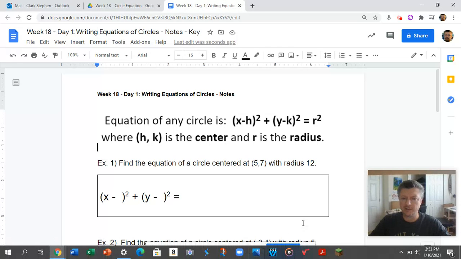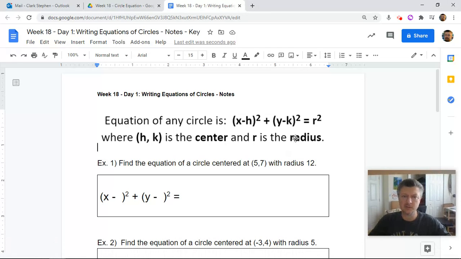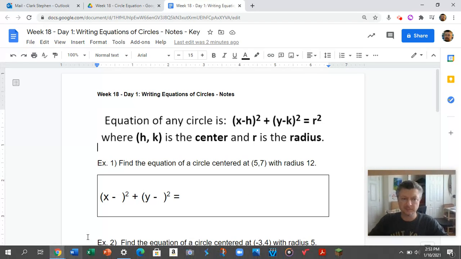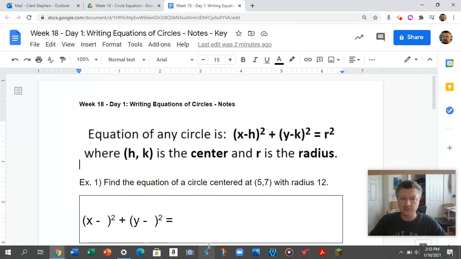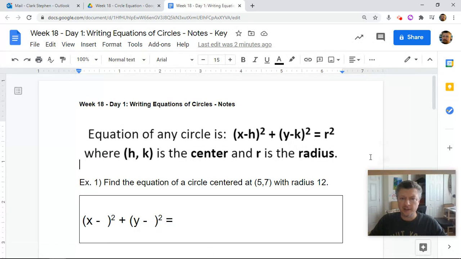Okay, so let's see. We're going to do circles, some more circles. And we had the circle formula. And remember, h and k in the formula, that's your center point, and r is your radius. So let's start at number one. We're going to find the equation of the circle that is centered at 5, 7 with the radius of 12.